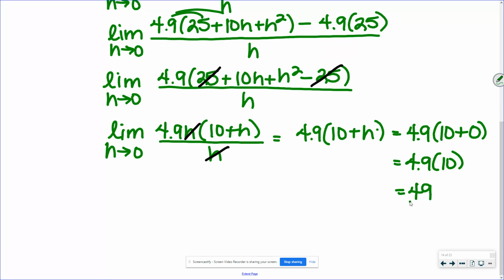That represents your instantaneous velocity. And remember, velocity is like a speed. So this one, if you look back at the units given in the problem, this would be meters per second.